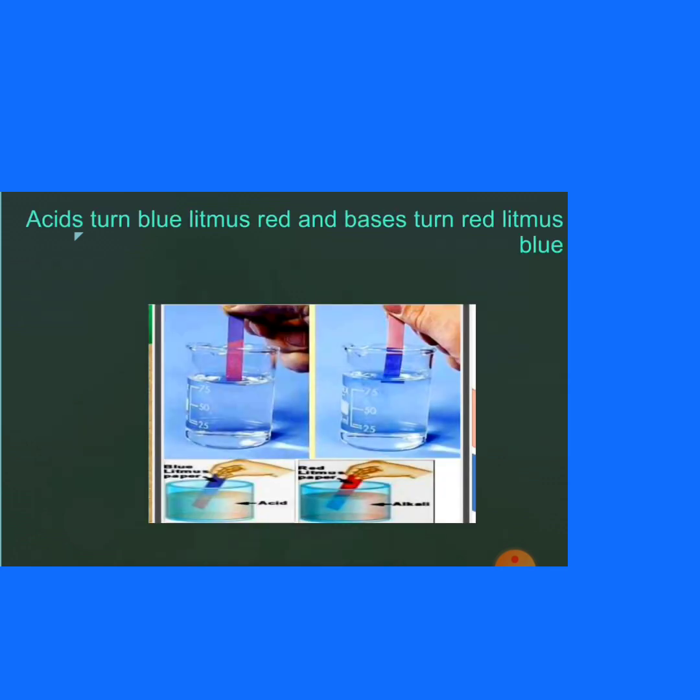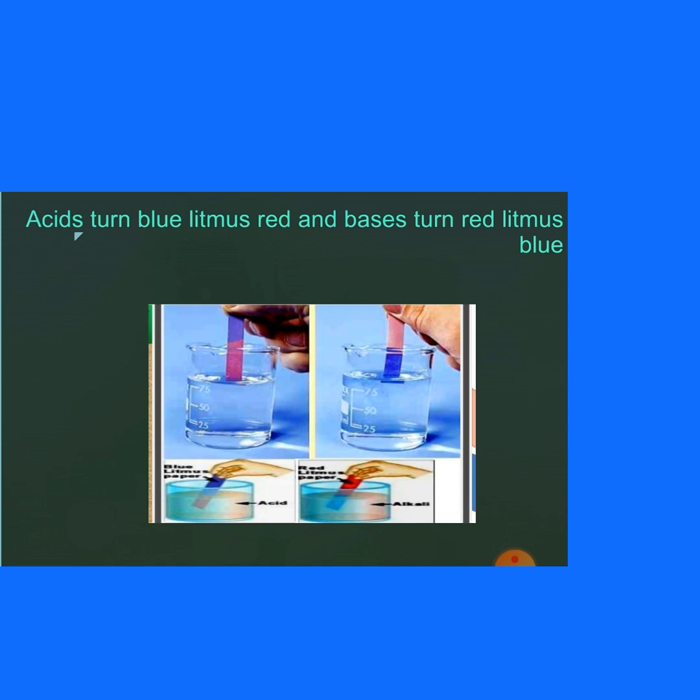Now child, in this slide you can see the left diagram. When we are dipping a blue litmus, just concentrate on the left beaker. That is, when we dip a blue litmus into an acidic solution, it is changing into red. Again, concentrate on the right diagram. It is a basic component. A base is kept in a beaker, and when we put a red litmus, it changes into a blue color.